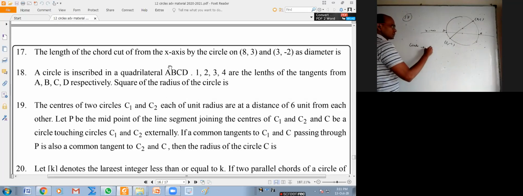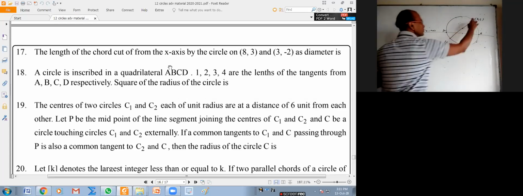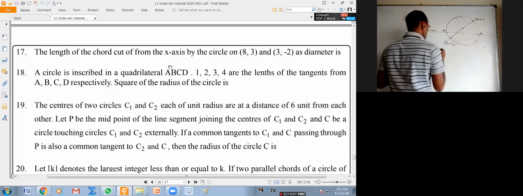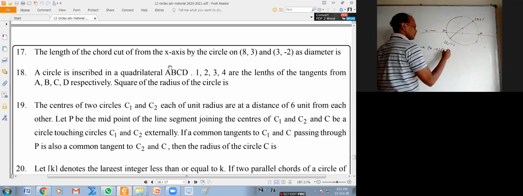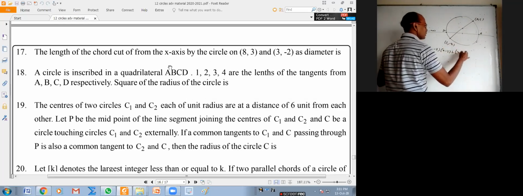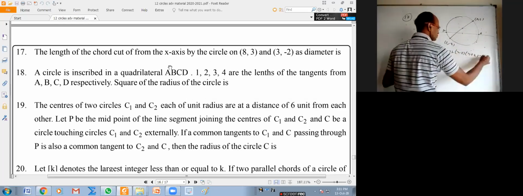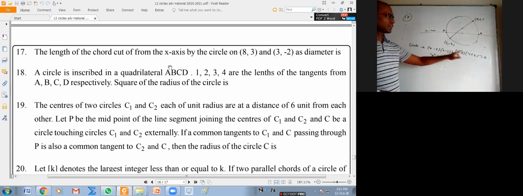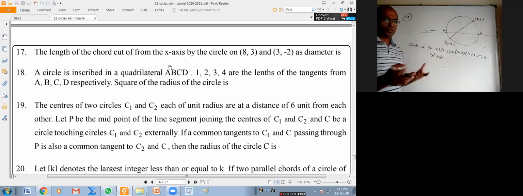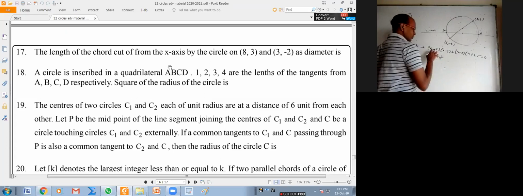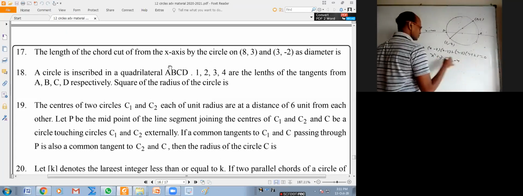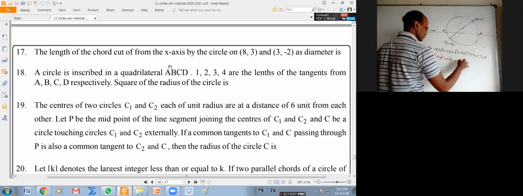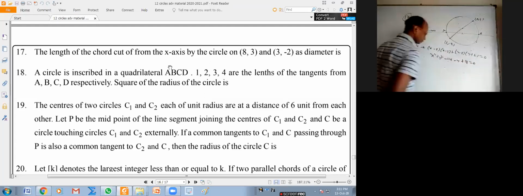So these two are the ends of a diameter: x minus 8 into x minus 3 plus y minus 3 into y plus 2 equal to 0. That is x square plus y square. Directly, x-axis means I can put y equal to 0, I'll get a quadratic equation, find the two roots and find the difference between them. Or x square plus y square minus 11x minus y plus 24 minus 6 plus 18 equal to 0.